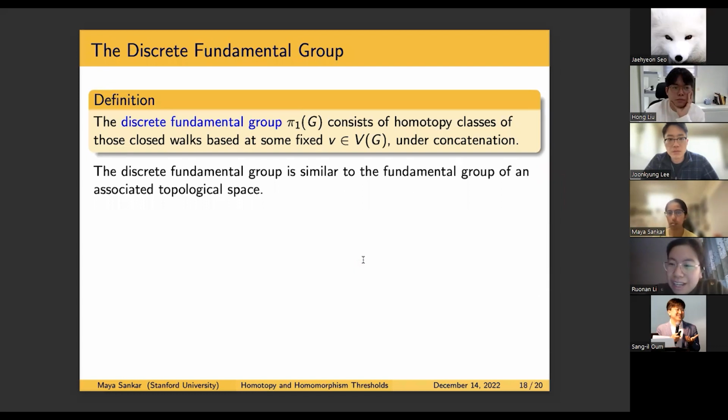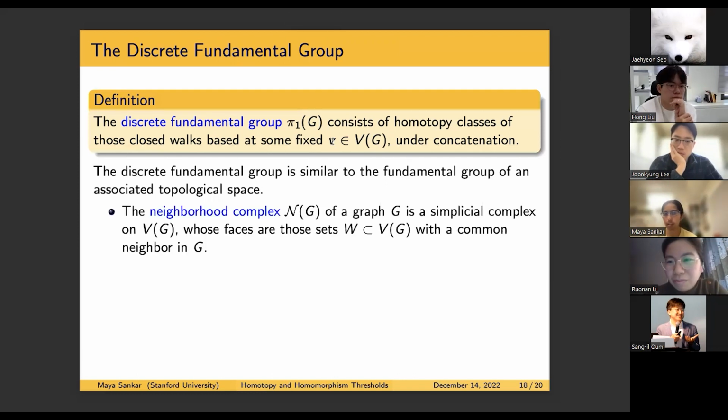So lastly, I want to switch gears a bit and talk about topological extensions. The discrete fundamental group is constructed by taking closed walks based at some fixed vertex phi, and the group operation is concatenation, and two closed walks are considered the same if they're homotopy equivalent. This is the same construction as the fundamental group, but using the notion of homotopy equivalence that I've given. And the same arguments from algebraic topology will show that this group doesn't depend on the fixed vertex phi that we choose. And this group turns out to be similar to the fundamental group of an associated topological space.